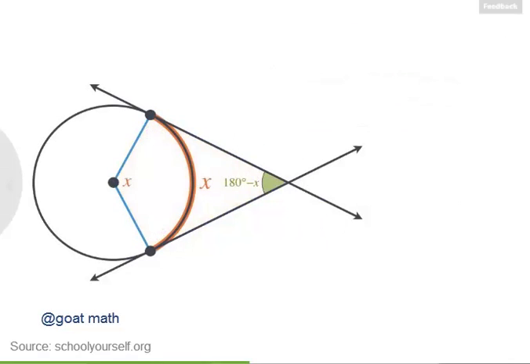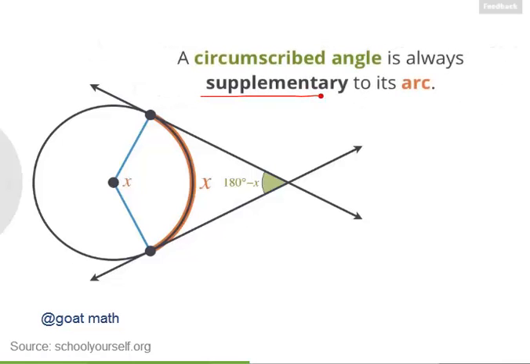Nicely done. And so you've just proven that if an arc has measure x, then its circumscribed angle measures 180 degrees minus x. In other words, they're supplementary. They always add up to 180 degrees.